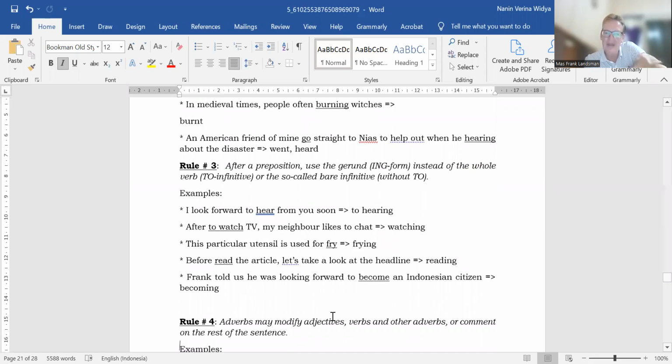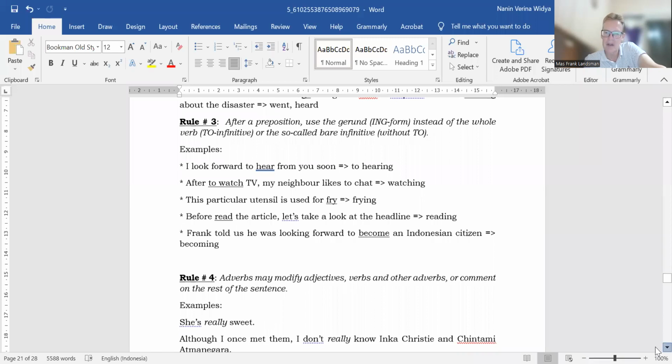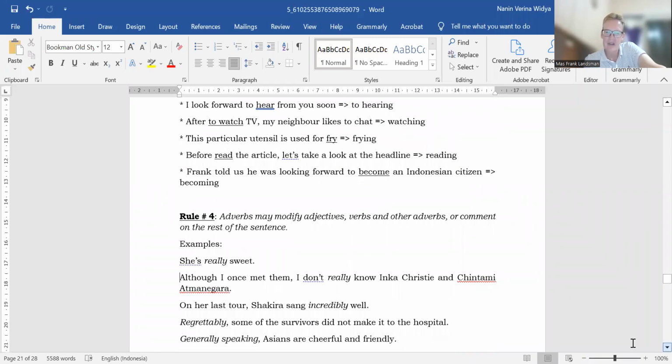Rule number 4. Adverbs, kata keterangan, may modify or change adjectives, kata sifat, verbs, kata kerja, and other adverbs, like a double adverb, yeah? Or comment on the rest of the sentence. Ada semacam komentar, always followed by comma in that case. So, examples are, she's really sweet. Although I once met them, I don't really know. Sungguh-sungguh ya, benar-benar Indonesian. On her last tour, Shakira sang incredibly well. Not just well, but incredibly, bukan main bagusnya.